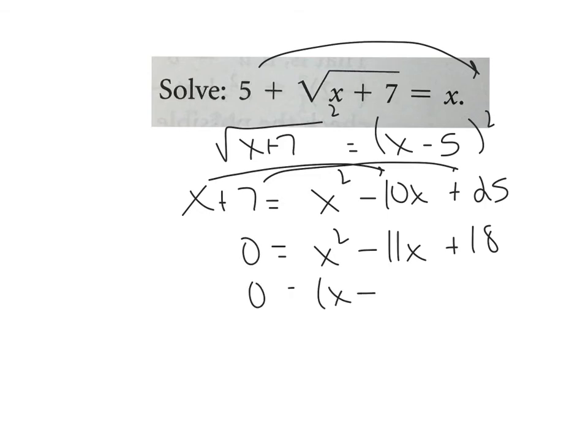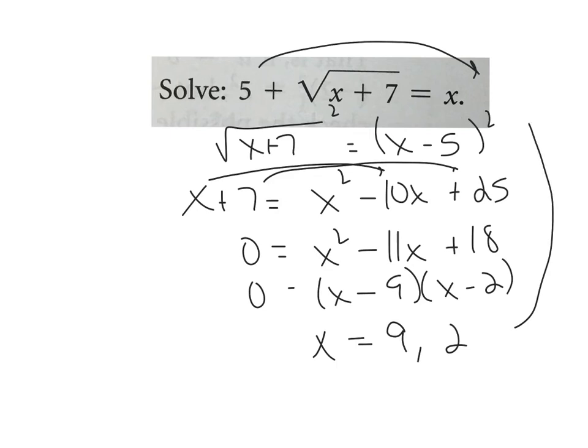And that does factor. I get x minus 9, x minus 2. So my two solutions are 9 and 2, probably. Plug them both back in, double check. If I plug 9 in, that'd be 5 plus 4, that would work. If I plug the 2 in, it'd be 5 plus 3.